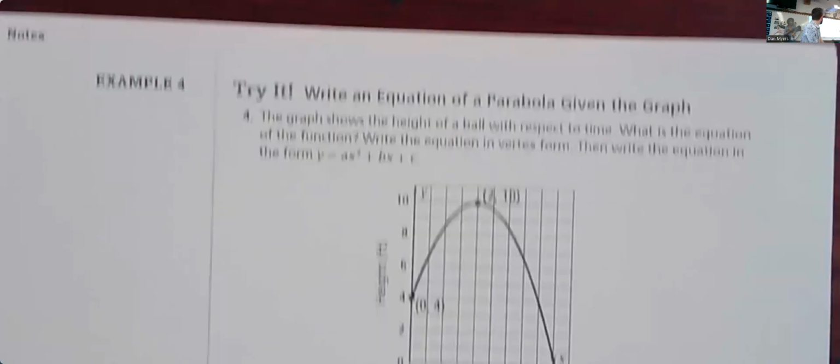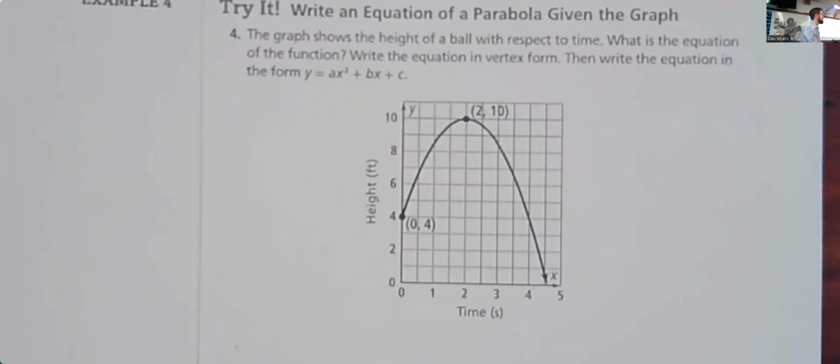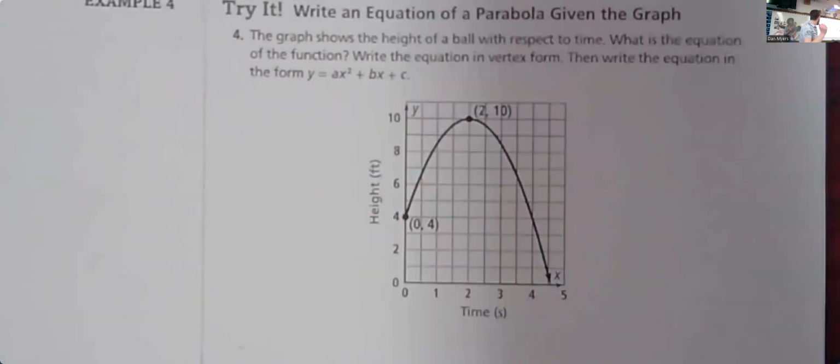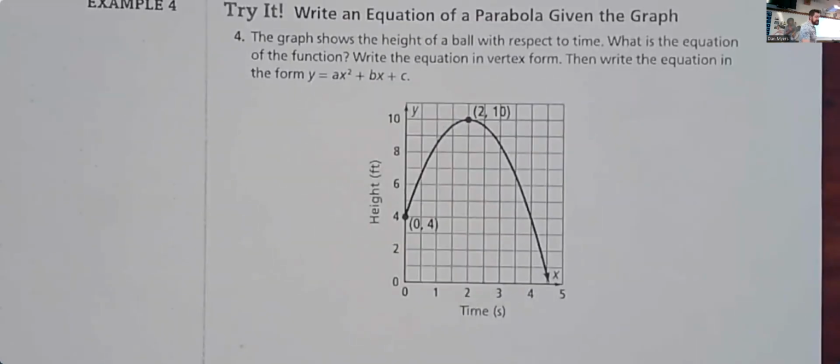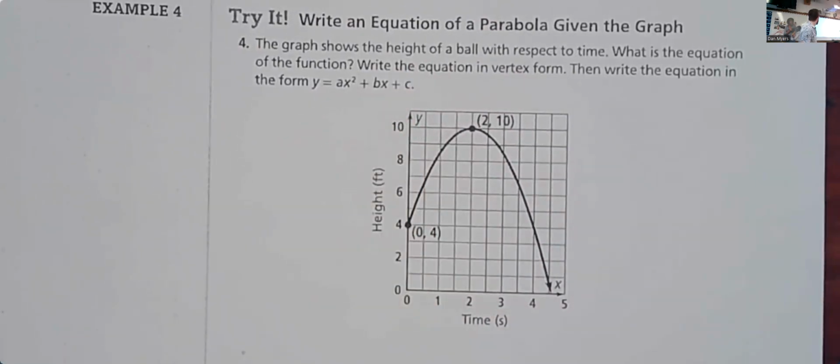So example 4, it says the graph shows the height of a ball with respect to time. So height is on the y-axis, time is on the x-axis. What is the equation of the function? Write the equation in vertex form, then write it in standard form. Standard form is this one here, ax squared plus bx plus c. We'll do that in just a second. So this is the same type of question we just did, by the way. It just starts in graph form instead of variable form.